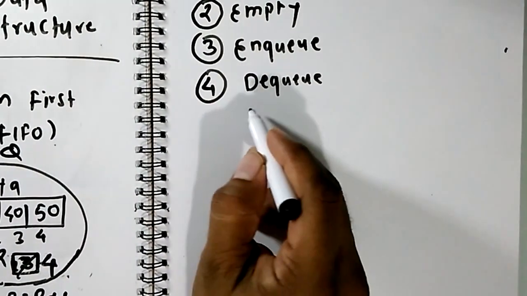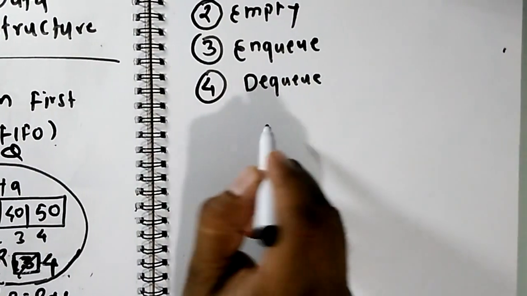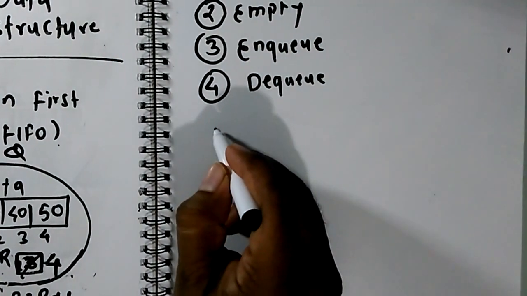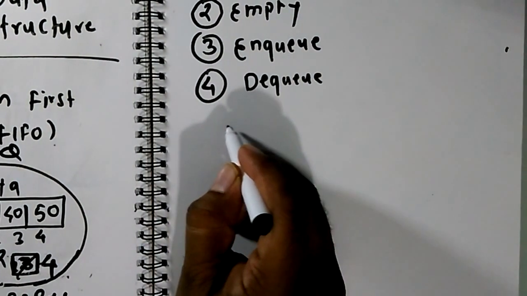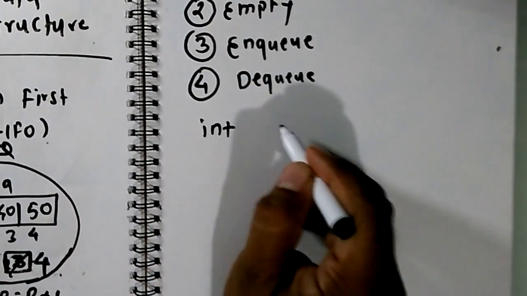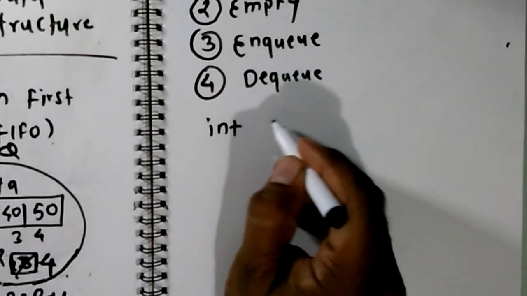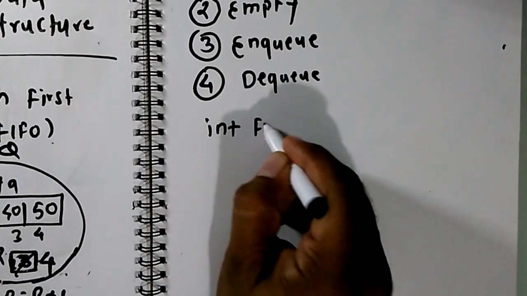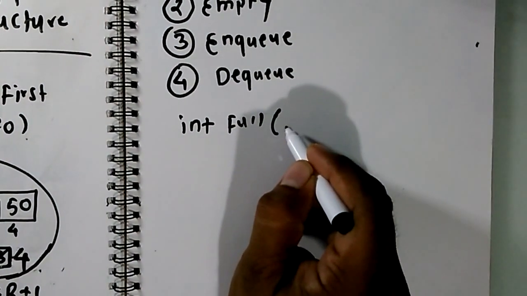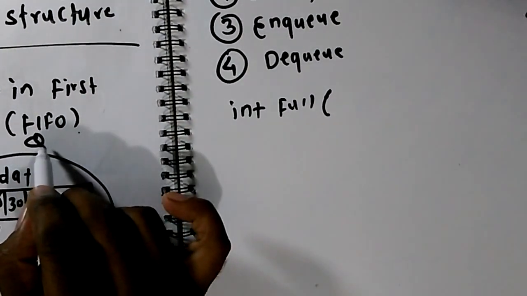So let's write C programming functions to do all these operations. Let's write the first function, full. The full function will return 1 if the queue is full, otherwise it will return 0 if the queue is not full. So int full, that's why the return type is integer. To this full function I'll pass the queue. The type of this queue is struct queue.